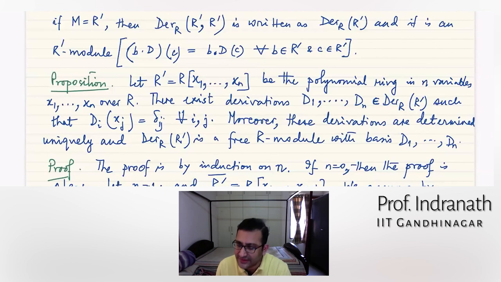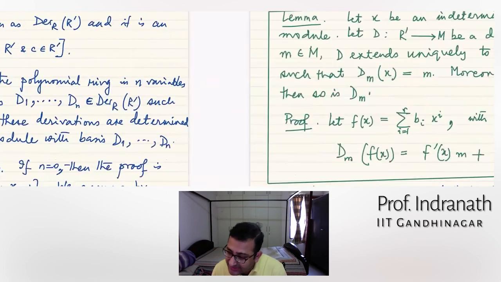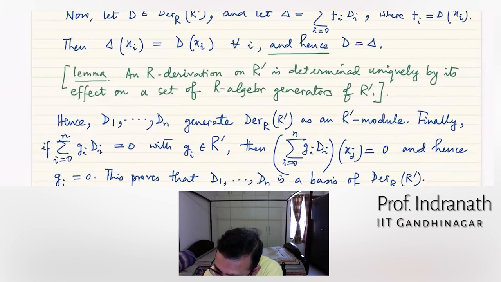I mean, each of these derivations, okay? Moreover, these derivations are determined uniquely, and I am saying that you have a free R module structure with respect to this. Okay, so now that really helps us. So what we are saying is the following. So yeah, let me show you this.